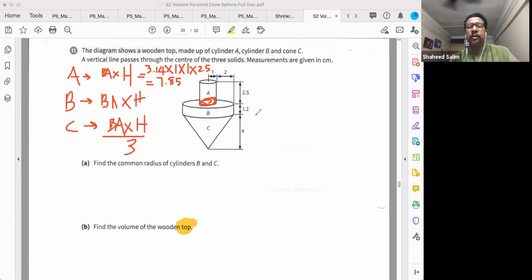Second one, base area, same thing. Your radius is 3, right? So 3.14 times what? 3 times 3. Then times by the height. The height is how much? 1.2 only. Okay. 3.14 times 3 times 3 times 1.2. Remember, don't divide by 3, because this is not.